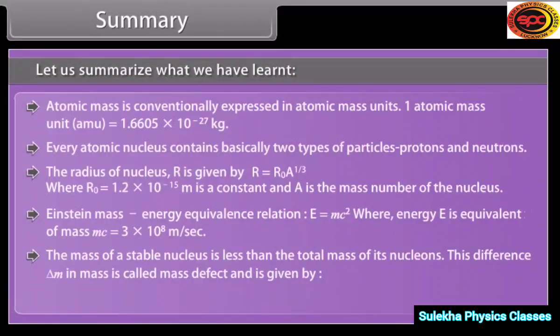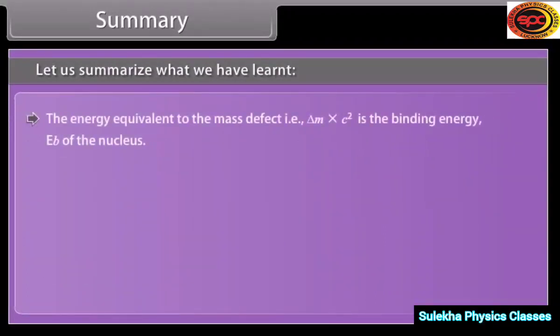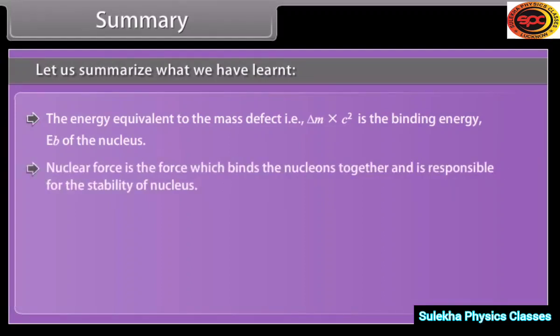This difference delta m in mass is called mass defect and is given by the mass defect formula. The energy equivalent to the mass defect, that is delta m c squared, is the binding energy, EB, of the nucleus. Nuclear force is the force which binds the nucleons together and is responsible for the stability of nucleus.